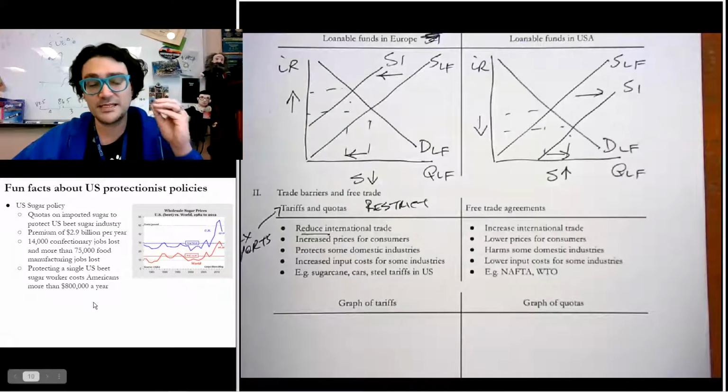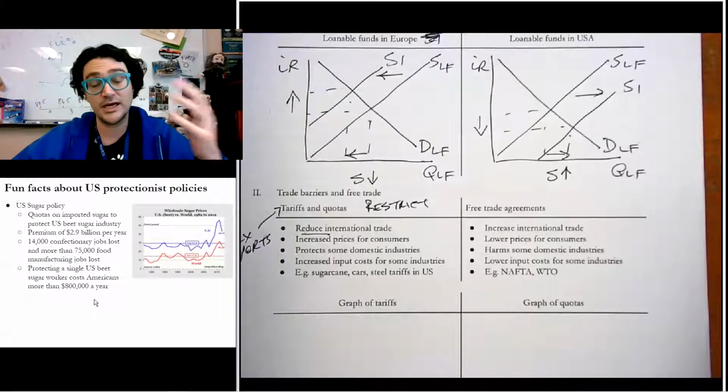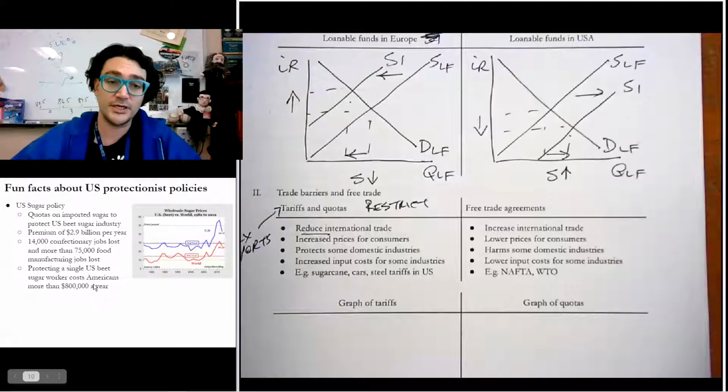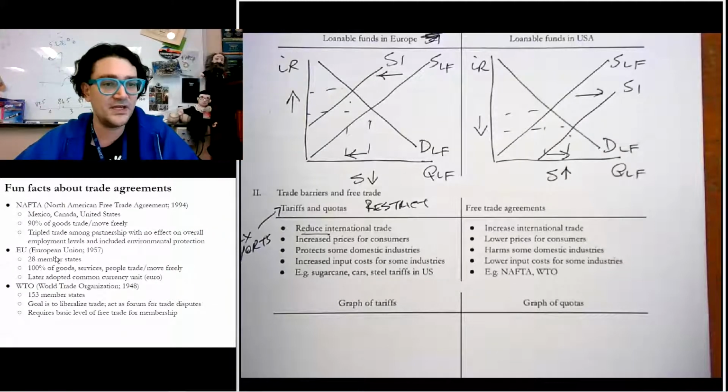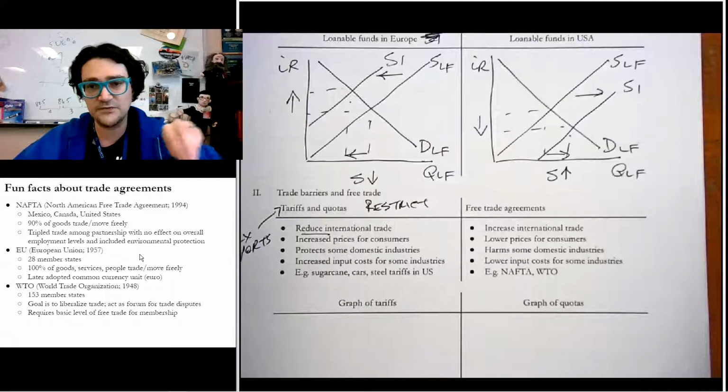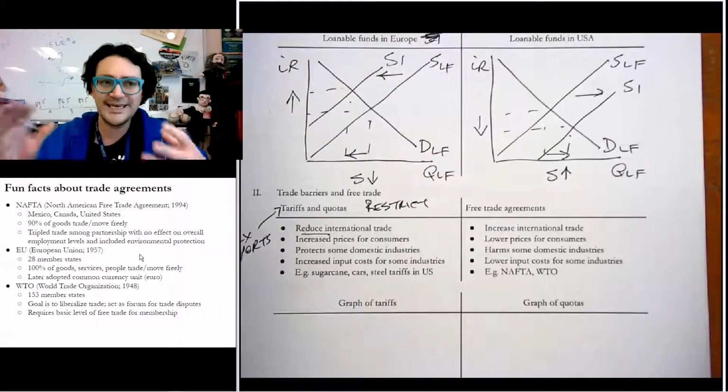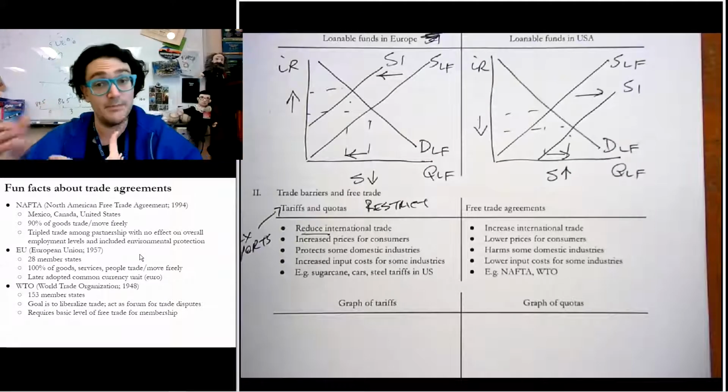And in fact, protecting a single U.S. beet sugar worker, a farmer, costs Americans more than $800,000 a year in higher prices for confectionery goods. So this is some real stuff here. Another set of fun facts is about NAFTA, the EU, the WTO, and there's all kinds of background about this. None of this stuff, like the specific stuff here, is going to be on a test or on an AP test, but the general idea of what a free trade agreement is might be, okay?